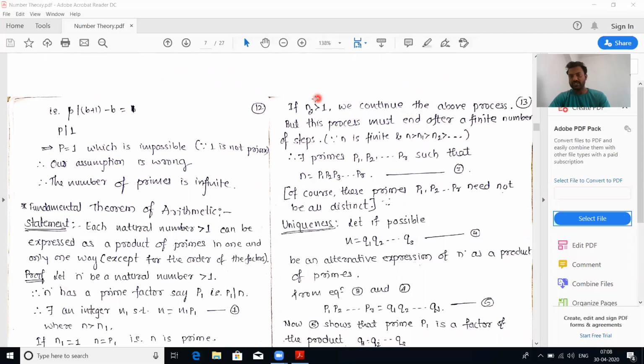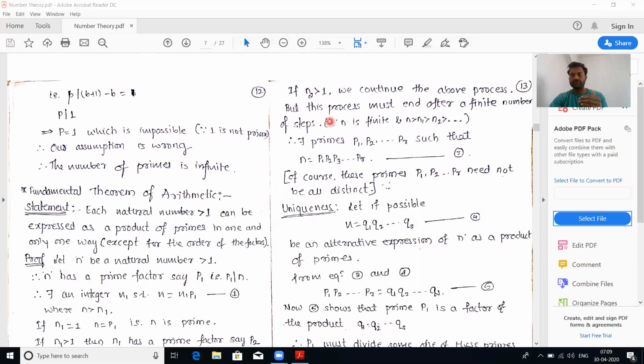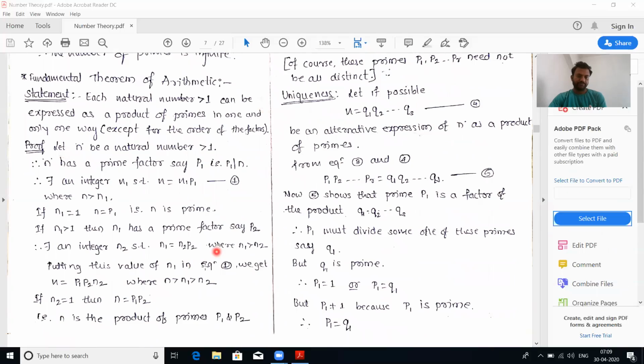If n2 is greater than 1, then it again has a prime factor, say p3. According to the definition of divisibility, there is another number, say n3, so that n2 is equal to n3 into p3, where p3 is taken as a prime factor. Again we substitute n2 in the equation: n equals p1 p2 into n2, so we replace the n2 value.